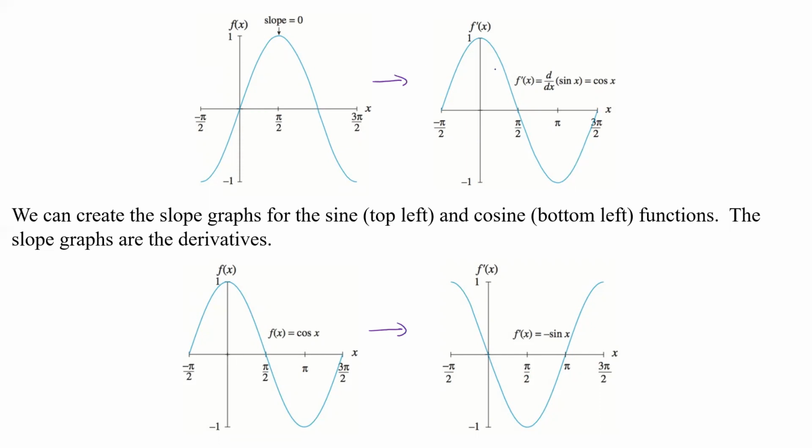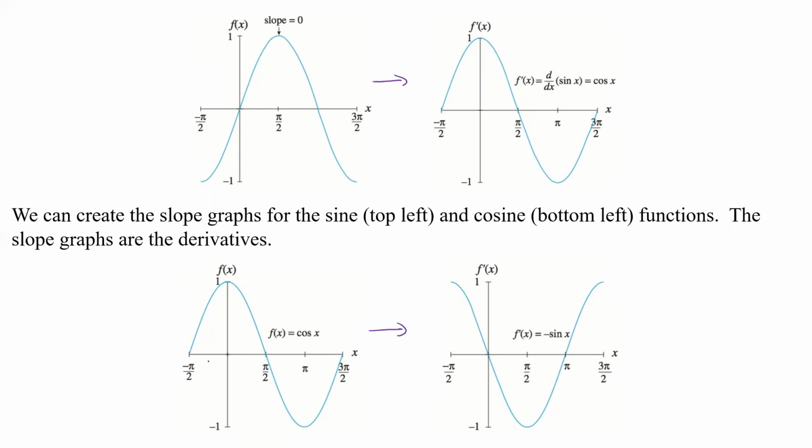And since this actually looks exactly like this, what we say is, the derivative of f of x, or f prime of x, is equal to the derivative with respect to x of sine of x. That's equal to cosine of x. And so this and this are equal. So if we take the derivative of sine, we get cosine.